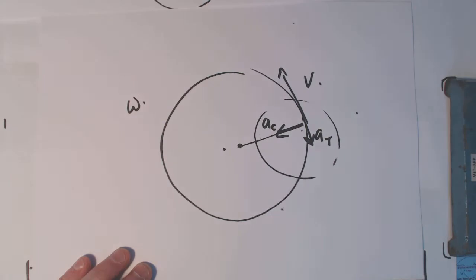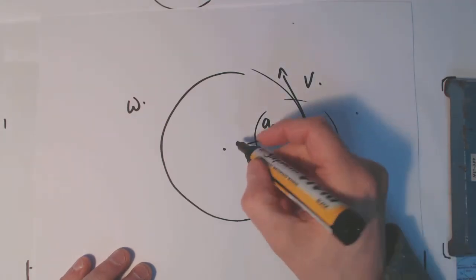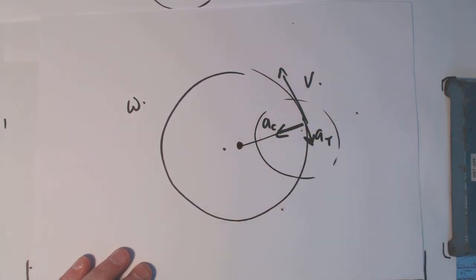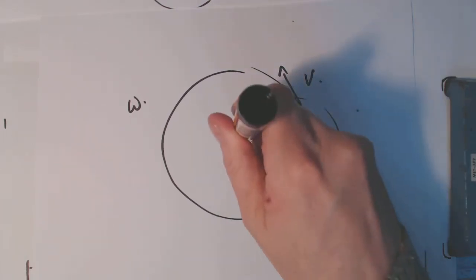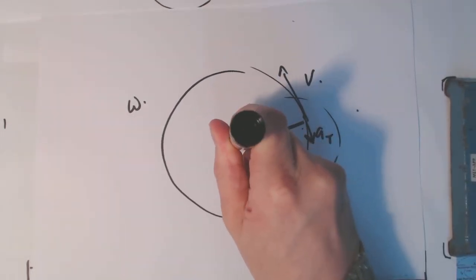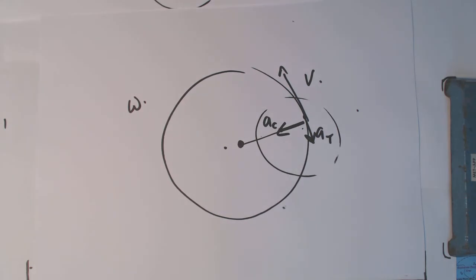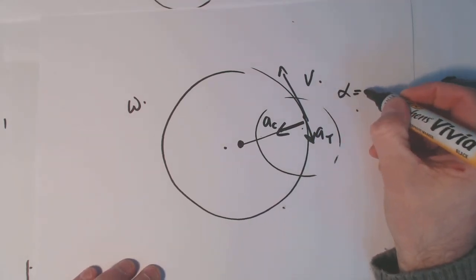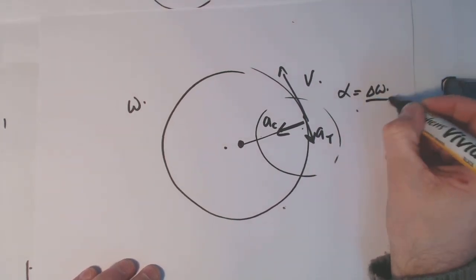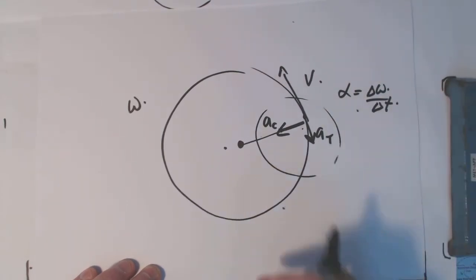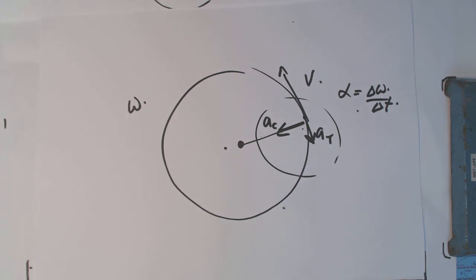Omega is defined as a vector, and the vector they use is along the rotation point or the pivot point. So you actually end up with omega being a vector into the page or into the board, and alpha is just delta omega over delta t. So again, the alpha acceleration would be in that direction, but we don't really do the vectors in high school.